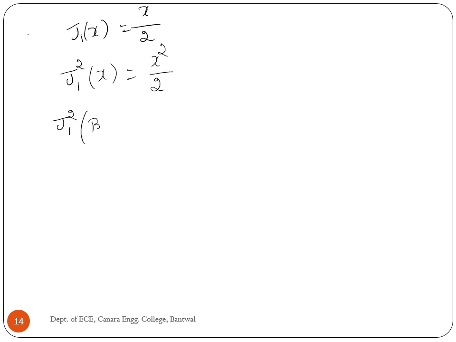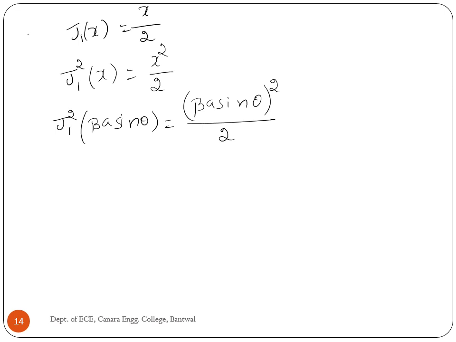In the case of a loop that is small in terms of wavelengths, the approximation of J1 of x is equal to x by 2. Therefore, J1 square of x is equal to x square by 4. So, J1 square of beta a sin theta is equal to beta a sin theta divided by 2, whole square.